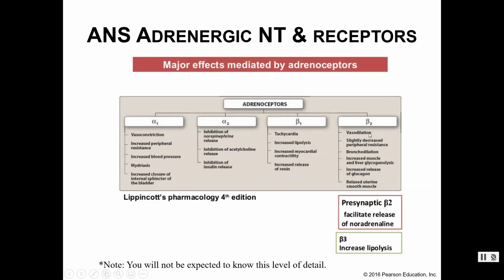This is a review slide, obviously, but I do want to point out that we've mentioned a few of these receptors. We've mentioned a few of these responses. I don't want you to go home and memorize any of this. You are not expected to know all of this. We didn't break it down into alpha 1 and alpha 2. We didn't break them down into beta 1 and beta 2. This is just kind of an FYI.